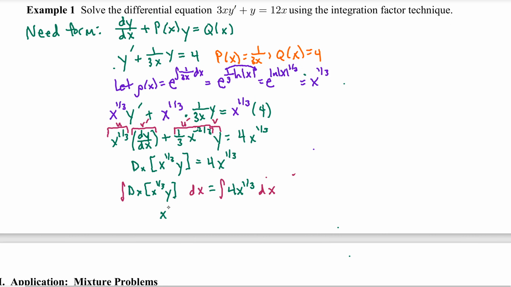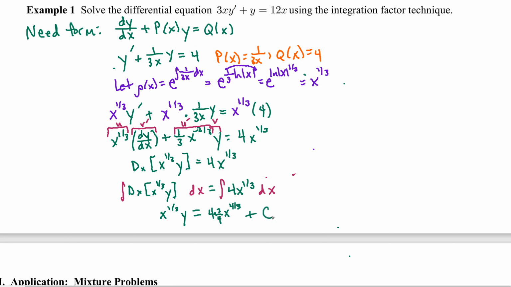Therefore, we end up with simply the integrand, x to the 1/3 times y. We will integrate directly on the right side using our power rule. So we're going to add 1 to the exponent and divide by that same value. When we add 1 to the exponent, we're going to end up with 4/3. And when we divide by 4/3, that's the same thing as multiplying by 3/4. So we'll go ahead and carry that operation out here.